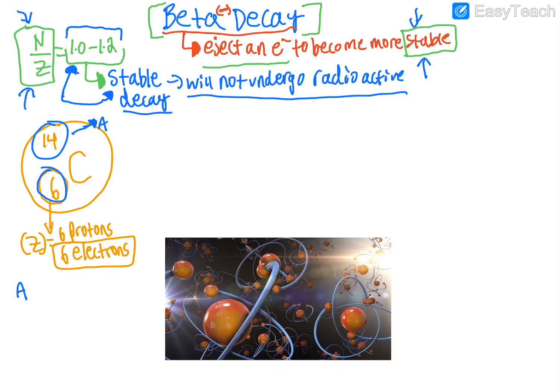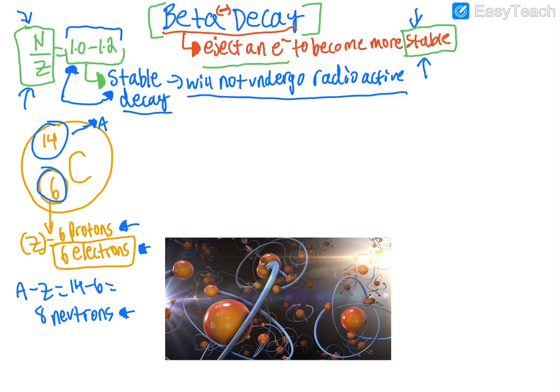You do the mass number minus the atomic number, so that's 14 minus 6, or 8 neutrons. Let me write it below so it makes more sense. So carbon 14 has 6 protons, 6 electrons, and 8 neutrons. With our protons and neutrons, before we show the beta negative decay, we can calculate the neutron to proton ratio to see if carbon 14 is stable or not.